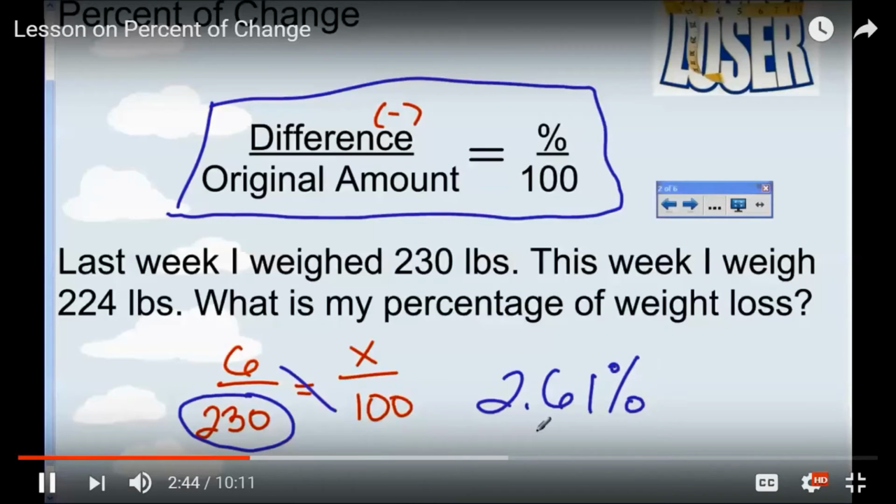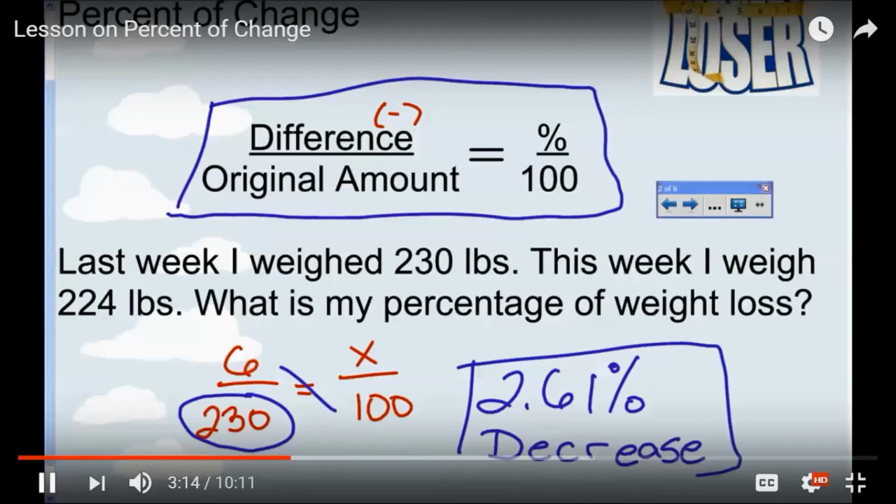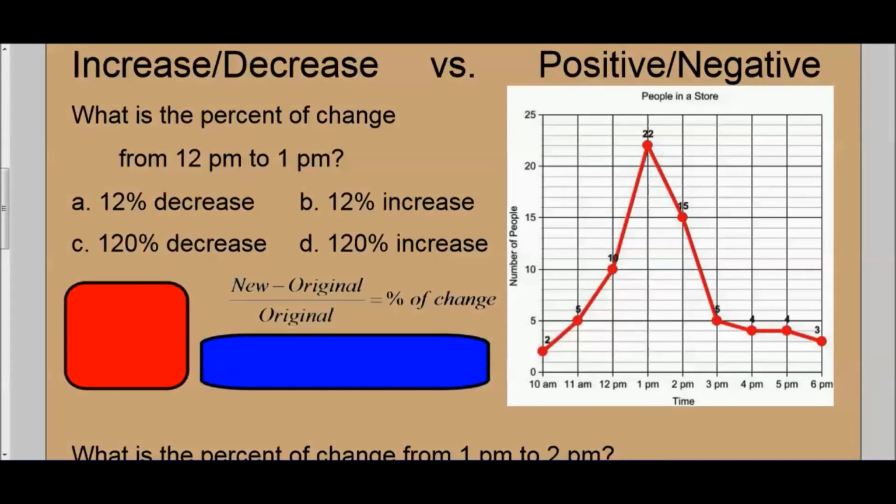Now we have to add one other piece of information to our answer here. If I told you that your percent of weight change was 2.61%, you wouldn't know if you gained weight or lost weight. So we have to say whether this is an increase or a decrease. Last week I weighed 230. This week I weighed 224. So this is a decrease. The value went down. We have to add either increase or decrease to our answer. So the answer is a 2.61% decrease.